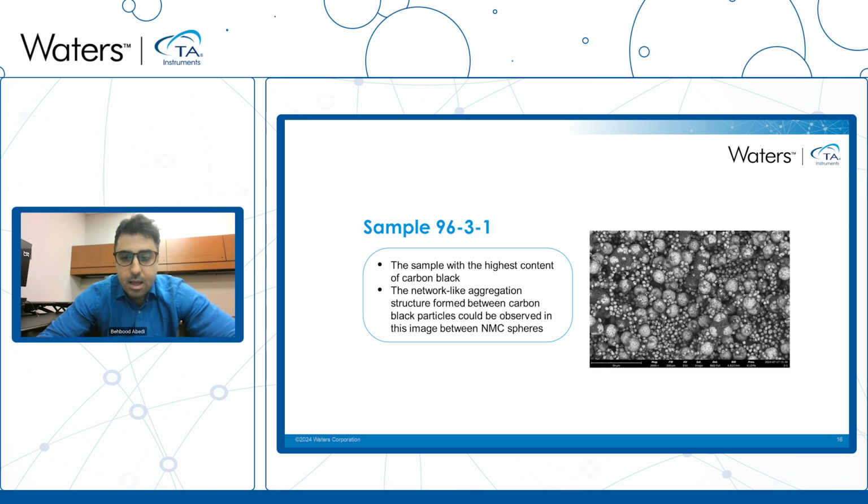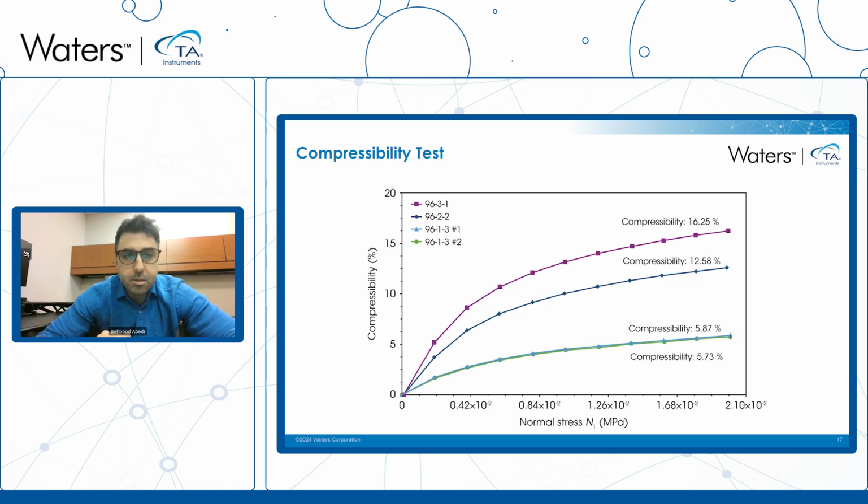So now let's start with the compressibility test. This is what TRIOS gives you with just one click. And you see here the maximum normal stress of 20 kilopascal. These results are very fascinating, because you see for 9631, with the highest carbon black content, the compressibility is almost 3 times that of the sample with the lowest carbon black content and highest PVDF content.